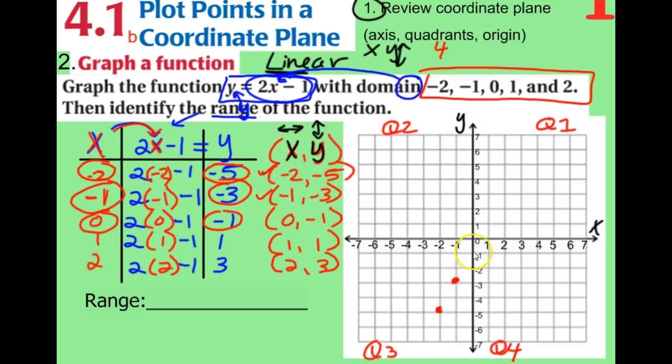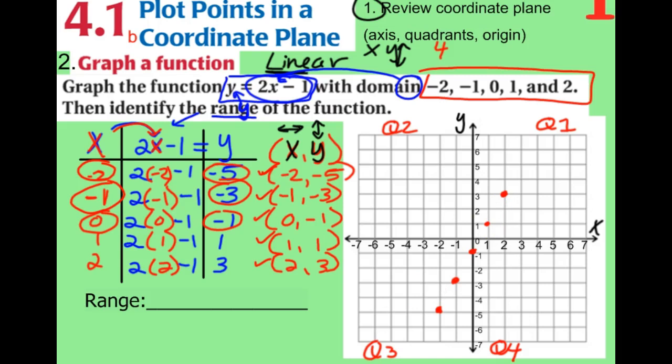Then 0 on my x-axis, I'm not going left and right, I'm staying in the middle. And then y is -1, or down 1. Then next, x is 1 to the right, and y is up 1. So notice these should be forming a straight line. If yours don't form a straight line, you need to go back to your table. You made a mistake. And then last, our point is 2 to the right, and y is 3.